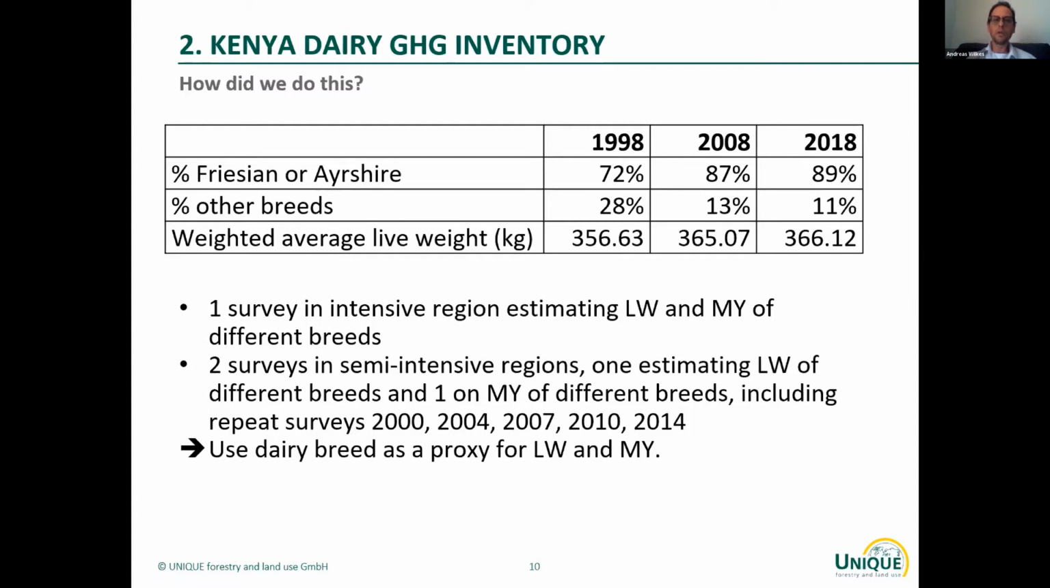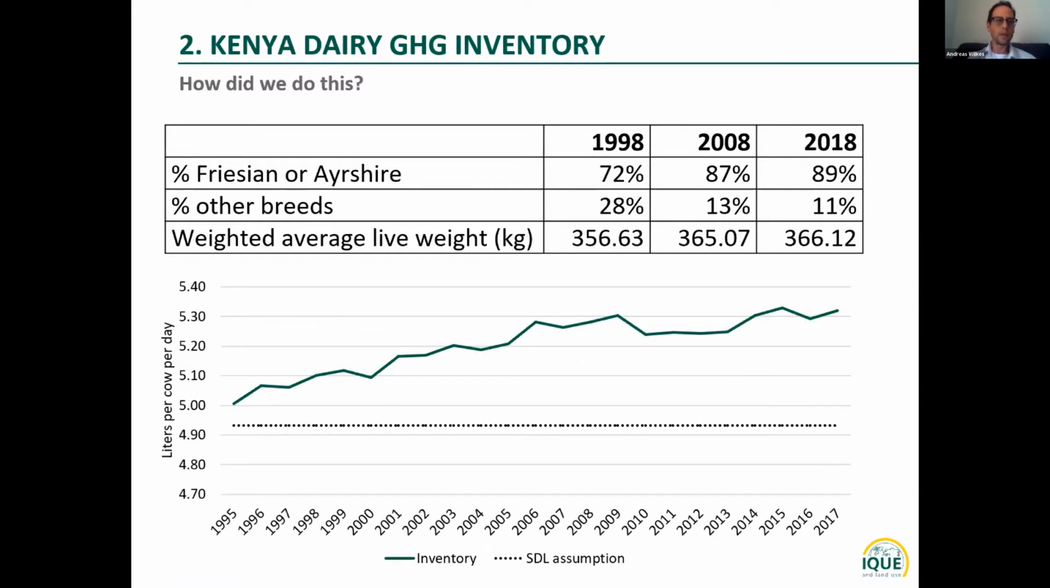So because we're using dairy breed as a proxy, it's not fully accurate. It's not the ideal kind of method that we would use. But in the situation where there's no official data set, it turned out to be a practical and relatively reliable method to use, and certainly provides a basis for future data collection to provide more accurate data.